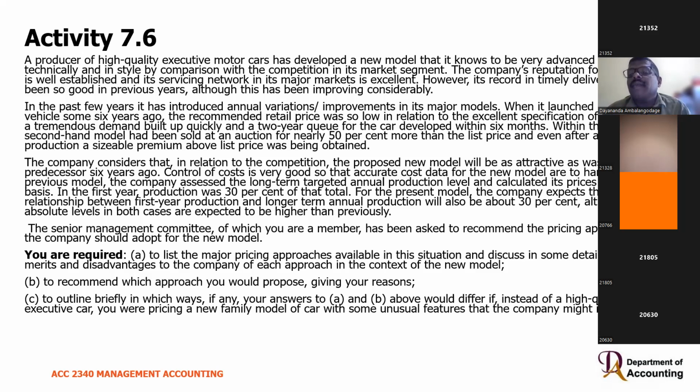However, its record in timely delivery has not been so good in previous years, although this has been improving considerably. So they had a weakness. What is the weakness? On-time delivery was not really practiced. So the delivery time was delayed, right? But it is improving. In the past few years, it has introduced annual variation improvements in its major models.